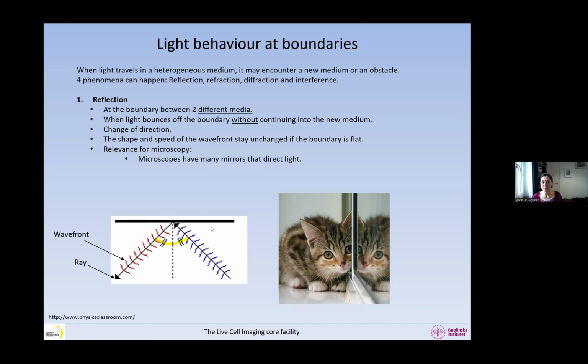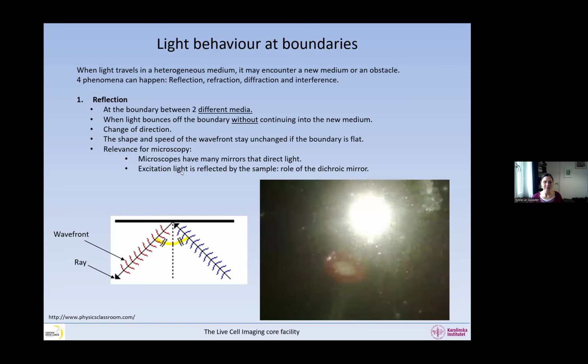So what is the relevance for us? Well, in the microscope, there are lots of mirrors, and mirrors are used in the microscope to direct the light back and forth throughout the whole microscope. So mirrors are very important for us microscopists.